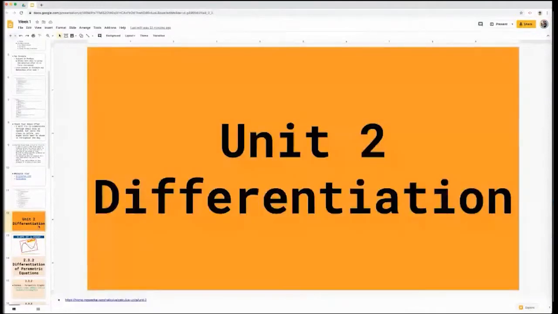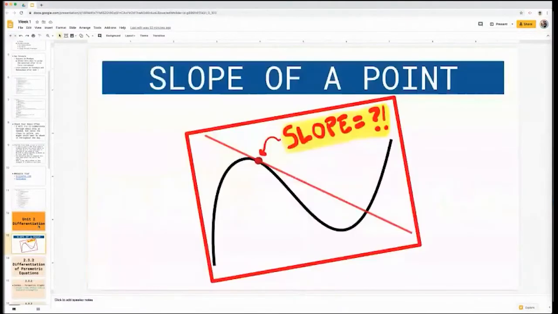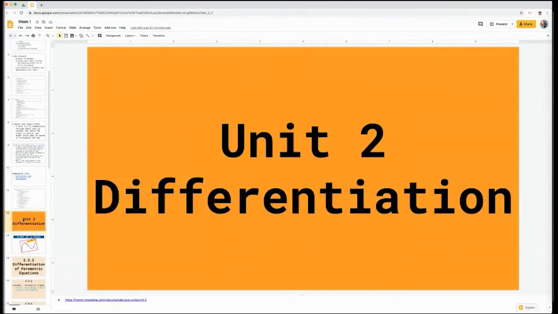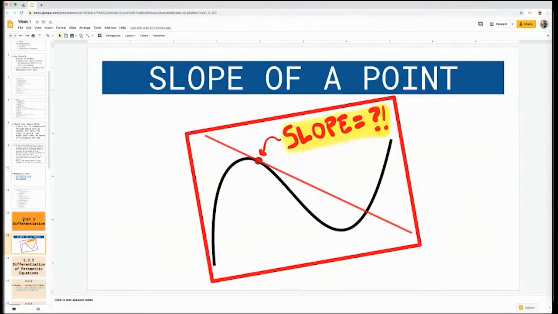Okay, unit 2 is all about differentiation. The derivative just means the slope at a point. So how can you find the slope at a point if you need 2 points to find the slope? That's why you need limits, and the limits allow you to find derivatives. So you're able to find the slope at a point. Again, this is called the derivative. You should know that. Slope of a tangent line, slope at a point, it means derivative.